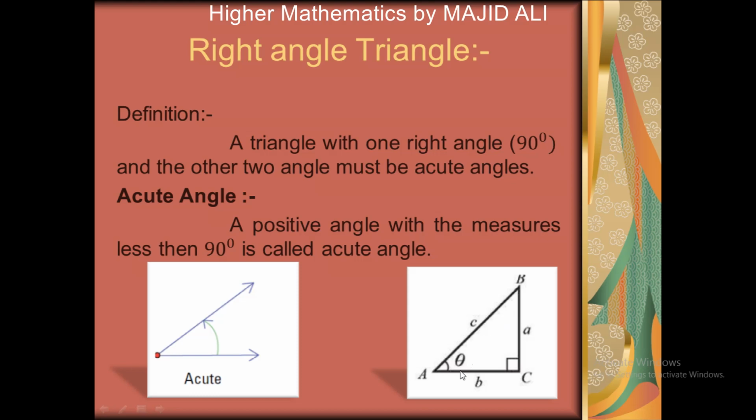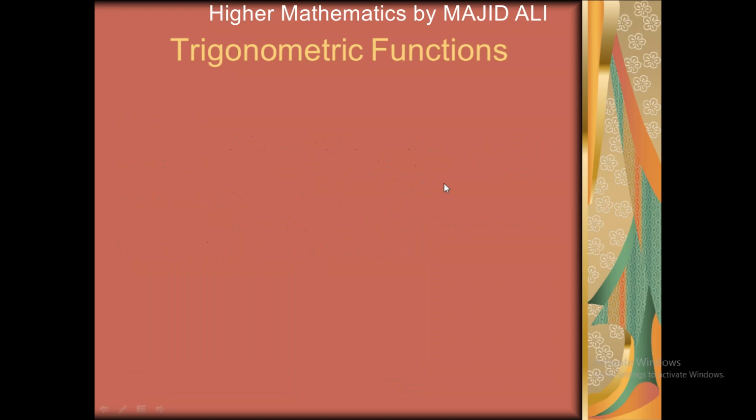And the other two angles, if you measure both angle A and angle B, both angles are acute, meaning less than 90 degrees, because we know that the sum of the angles of a triangle is 180. In other words, angle theta, angle A, angle B and angle C, if we sum the three angles, the sum is equal to 180 degrees, so the other two must be less than 90 degrees. That is why we say in the definition that the two angles must be less than 90 degrees. Here are some trigonometric functions, that is our first topic.